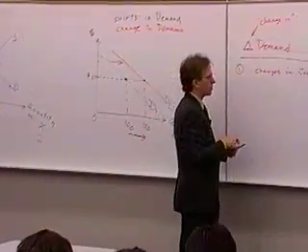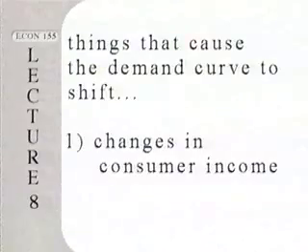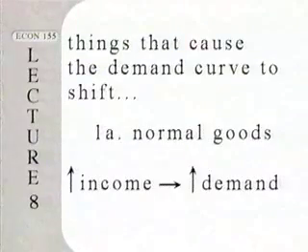So what we'll say here is for normal goods, what we have is this situation. An increase in income produces or results in an increase in demand. And that increase in demand, I mean a rightward shift in the demand curve.